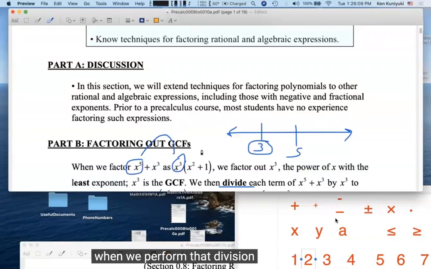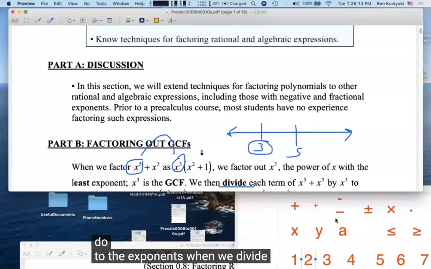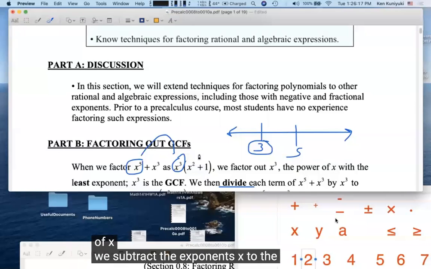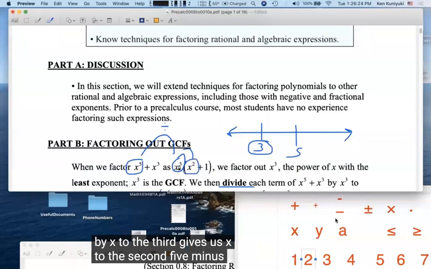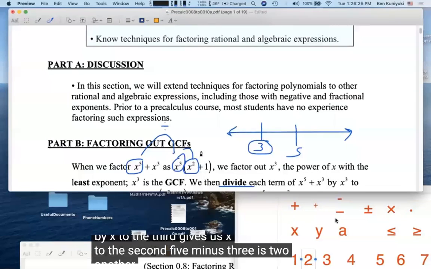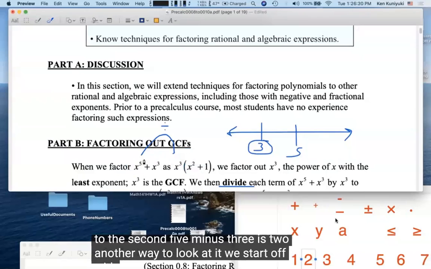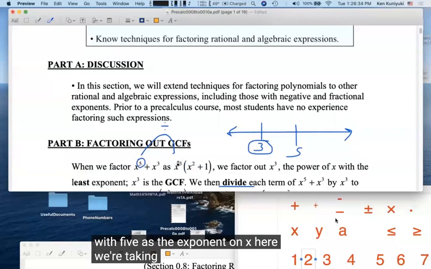When we perform that division, what do we do to the exponents when we divide powers of x? We subtract the exponents. X to the fifth divided by x to the third gives us x to the second. 5 minus 3 is 2. Another way to look at it, we start off with 5 as the exponent on x here. We're taking away 3, and the result is 2.